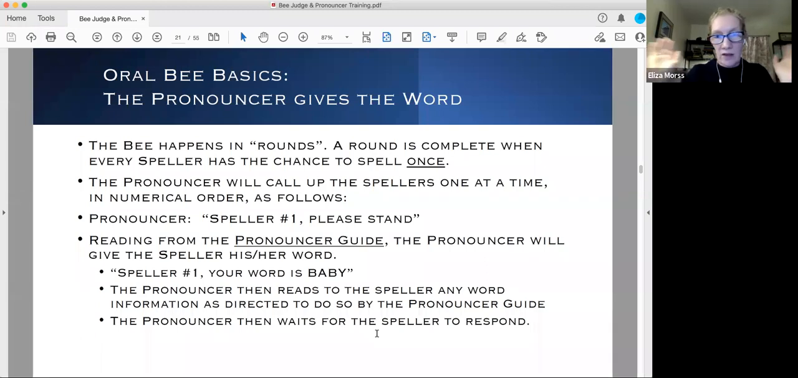And the process is very basic. Speller number 1, please stand. Reading from the pronouncer guide, the pronouncer gives the speller his or her word. So for example, speller number 1, your word is baby.